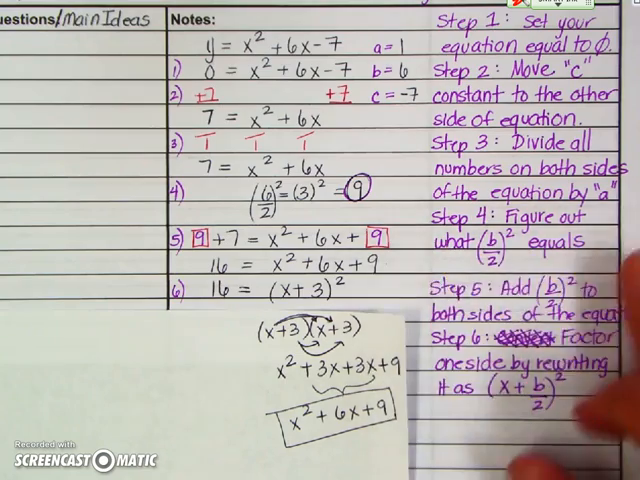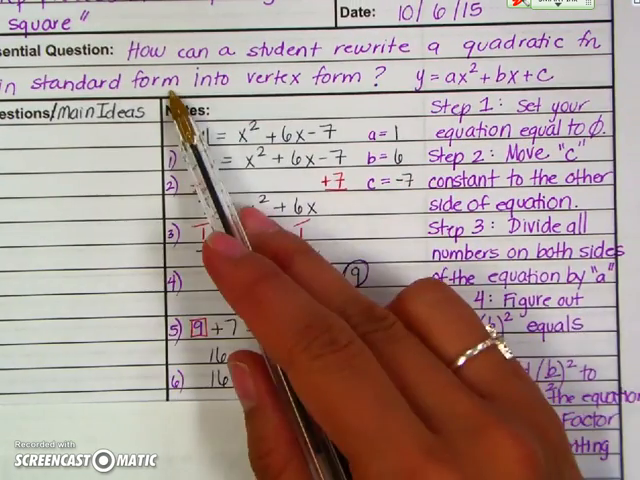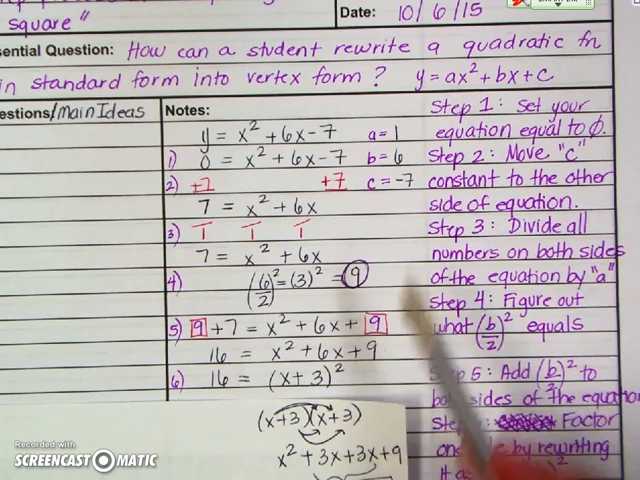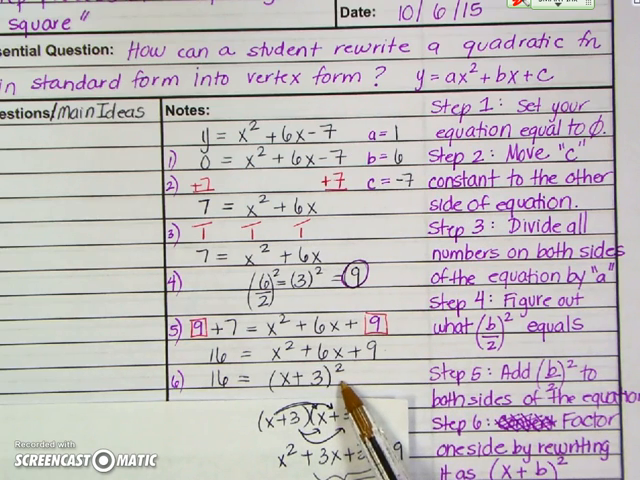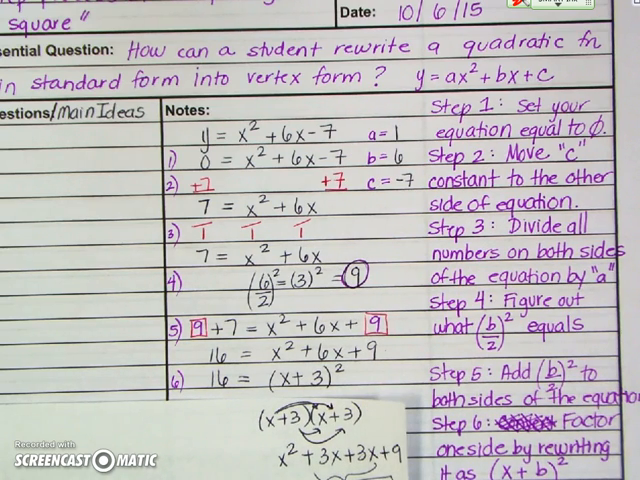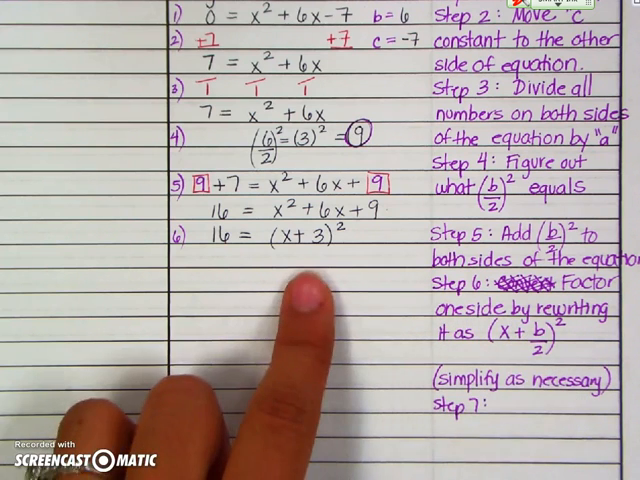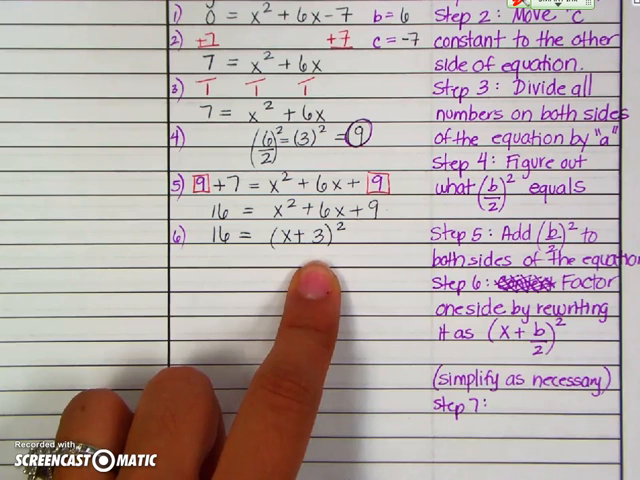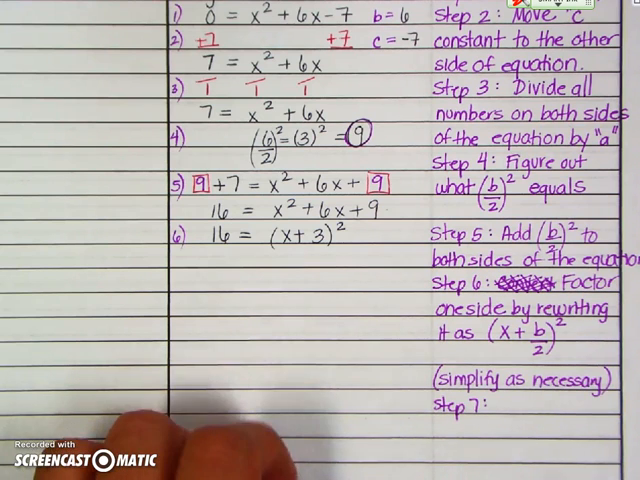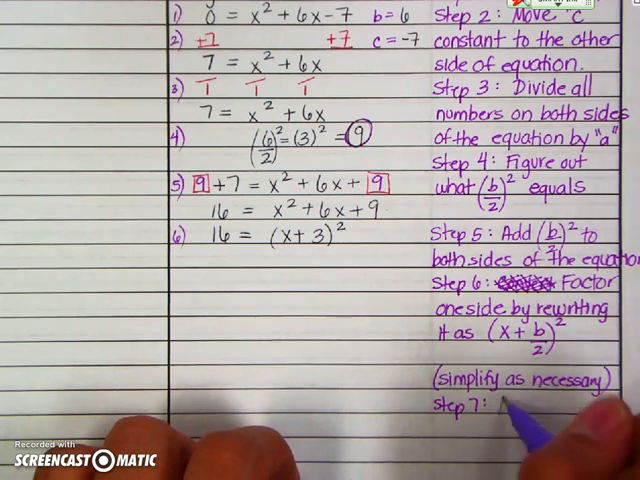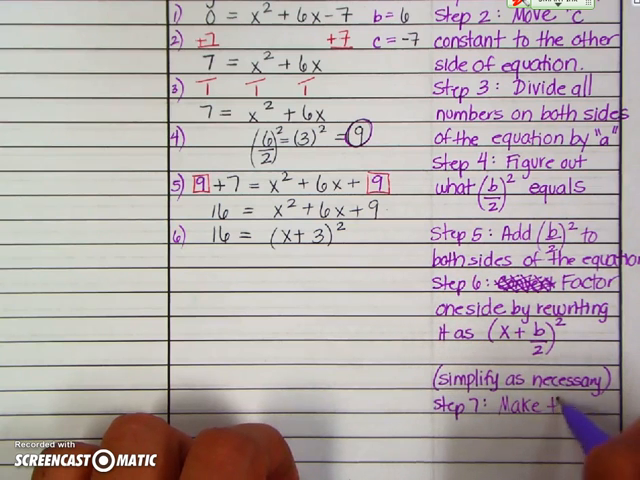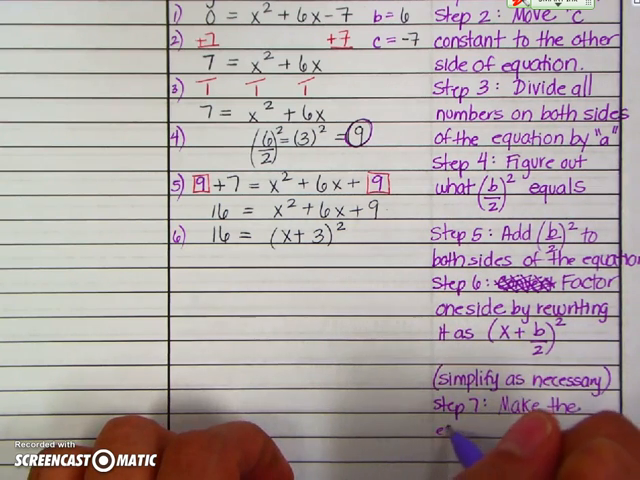Remember, our goal is to change it from standard form into vertex form. So we're slowly getting there. X plus 3 squared is the vertex form, but we're missing the k. So now this is where step 7 comes in. Just simplify as necessary from step 6. We simplified by doing 6 divided by 2 gives us 3. And then step number 7 is to make the equation equal to 0 again.